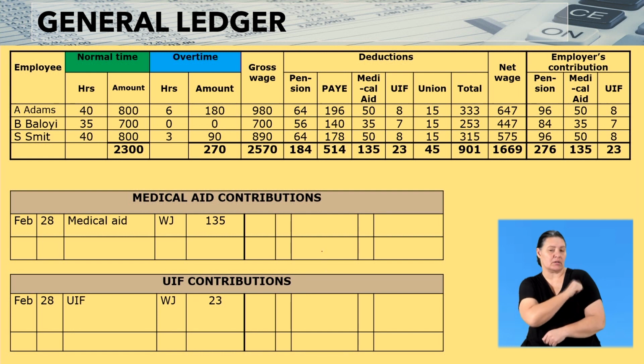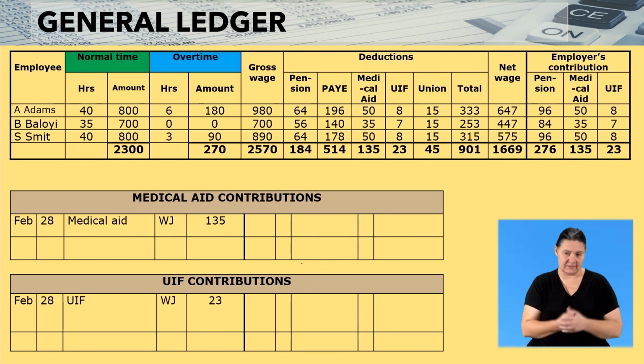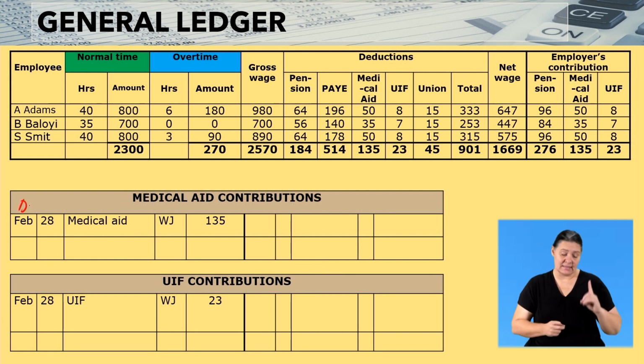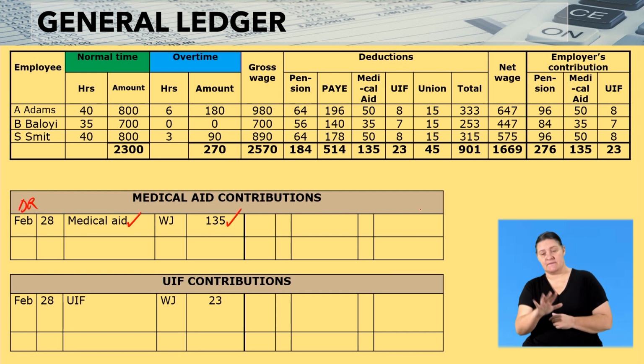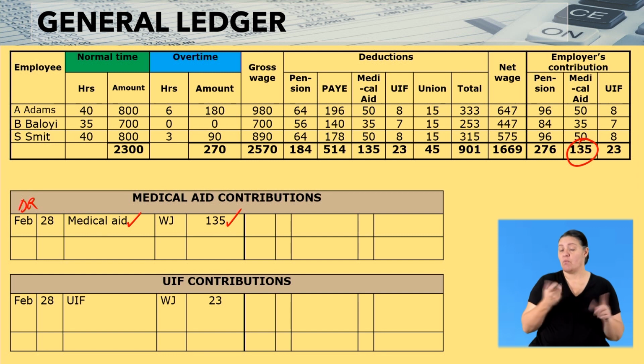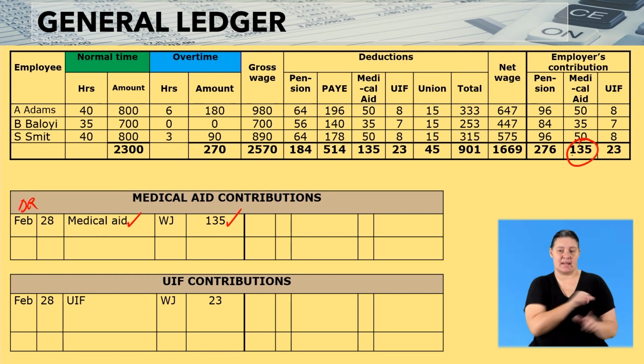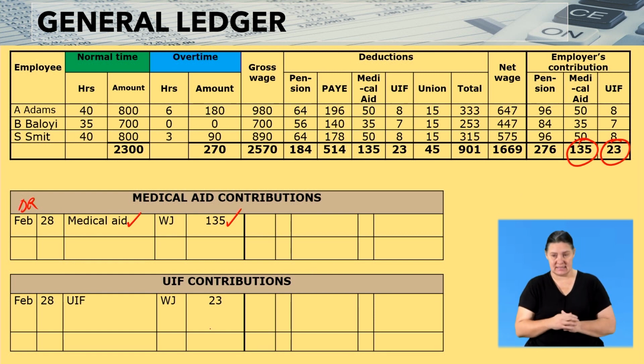The next one is medical aid contribution. Remember again, on the debit side, I'm going to have my medical aid, and it is 135, which is coming from the contributions part of my wages journal. UIF contributions, 23 rand, and you see here is my 23 rand, UIF.